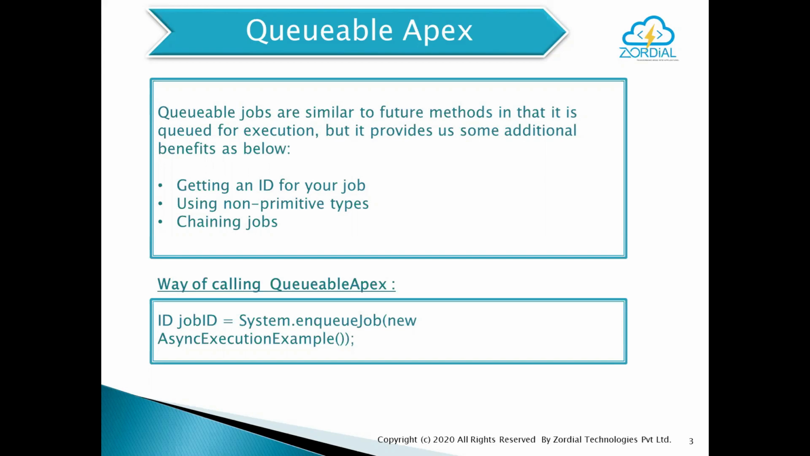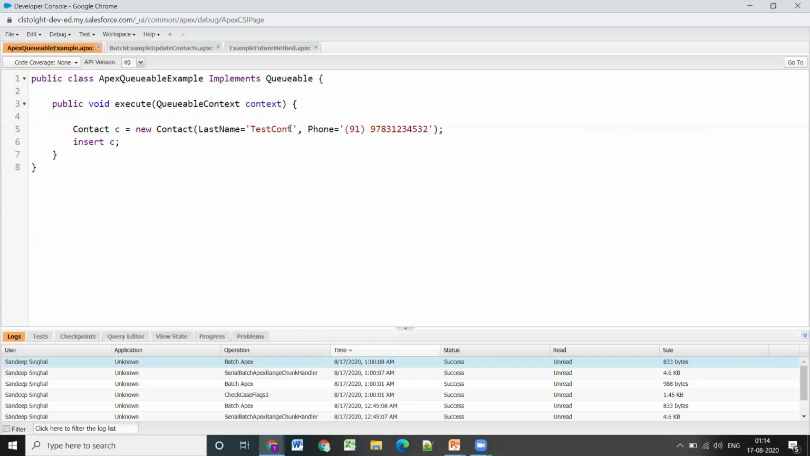The way of calling queueable apex is System.enqueueJob, and then we just put the object of the queueable class in this System.enqueueJob method, and it will execute this queueable apex. Here I have defined a class ApexQueueableExample, and it is implementing the interface Queueable. There's a method execute, which will run automatically whenever we enqueue this job, and whatever logic we have written in this method will be automatically executed.